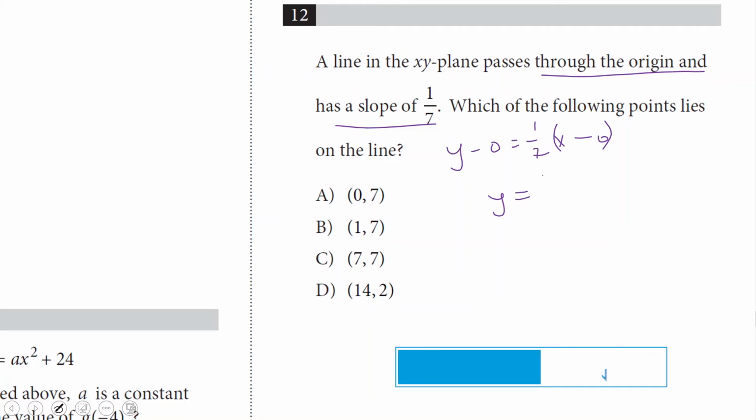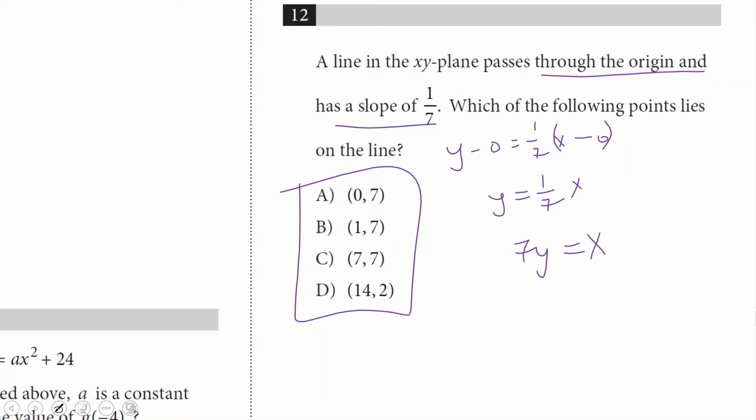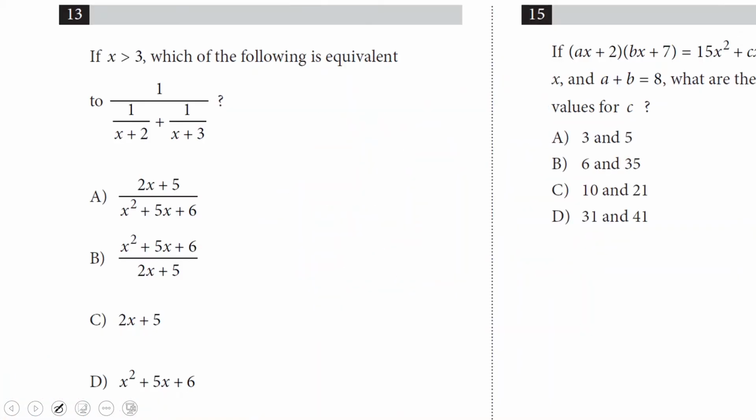So our equation is 1 is equal to blah, blah. And we need to find the points. Look at the answers, guys. So 7y is equal to x. So which one qualifies? Not A, B, nope, C, nope, and D. Next. Okay, which of the following is equivalent?